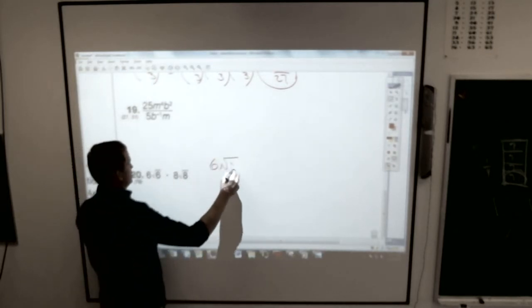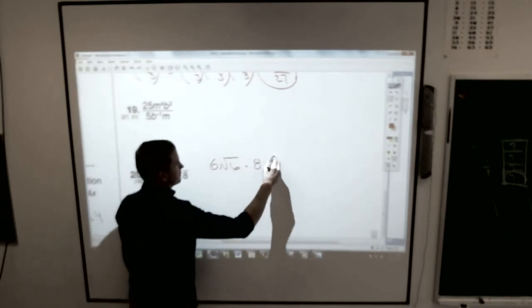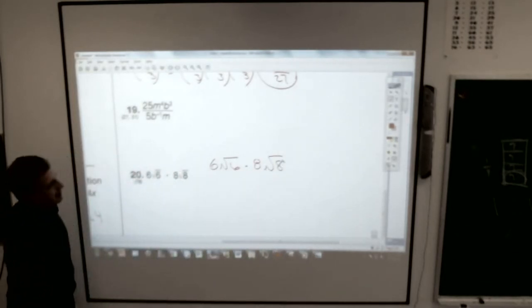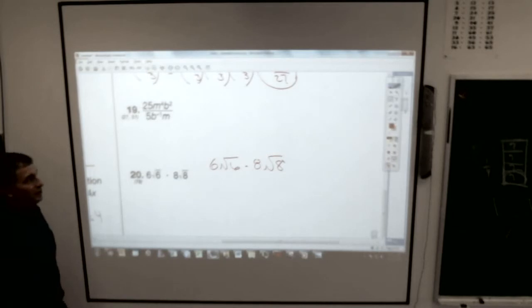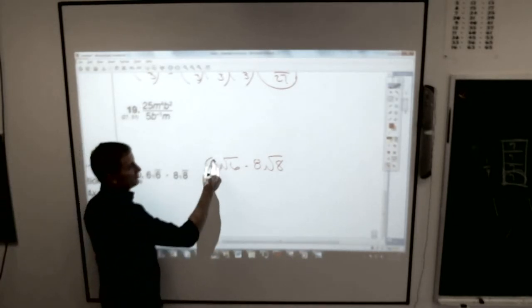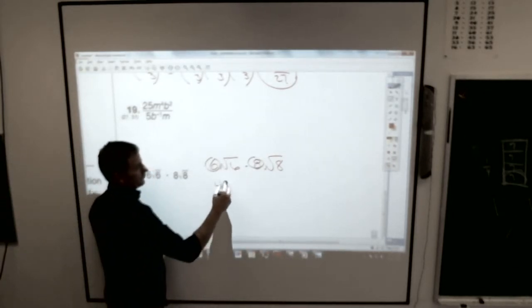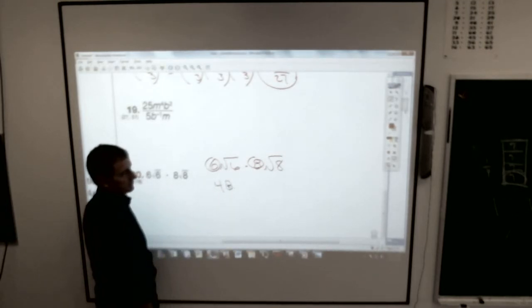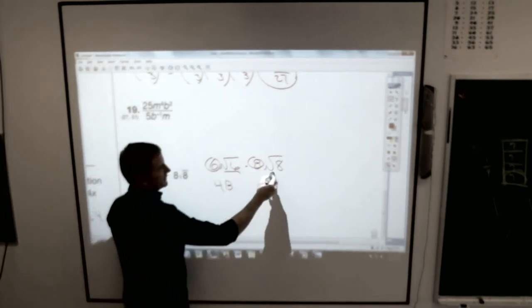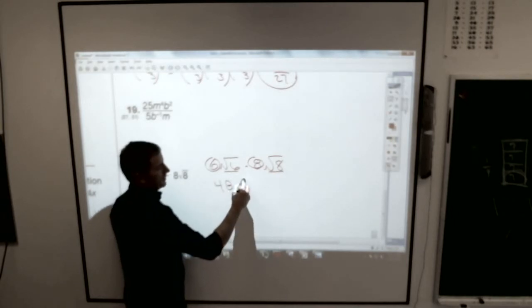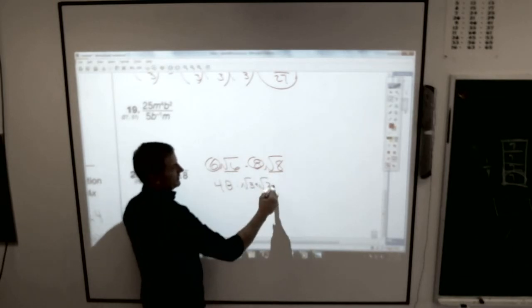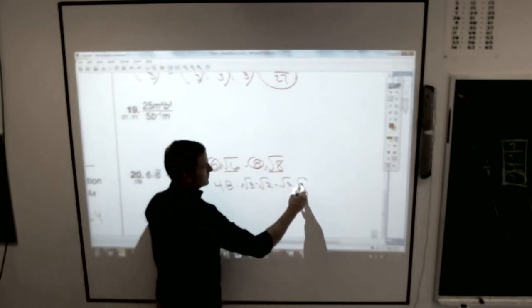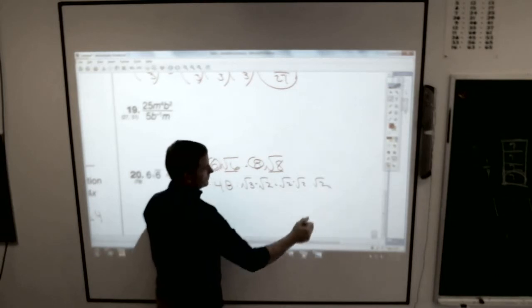Six times the square root of 6 times 8 times the square root of 8. You could multiply them together, but then you're just gonna have to factor them again, so I don't know if that's gonna be a whole time saver for you. Right off the bat, you could multiply the two numbers together. You know you're gonna have a 48 here for sure. Okay, but then I would probably factor these out. The square root of 6 is the square root of 3 times the square root of 2. You with me? And the square root of 8 is the square root of 2 times the square root of 2 times the square root of 2.